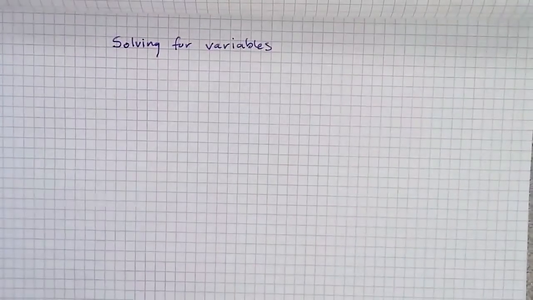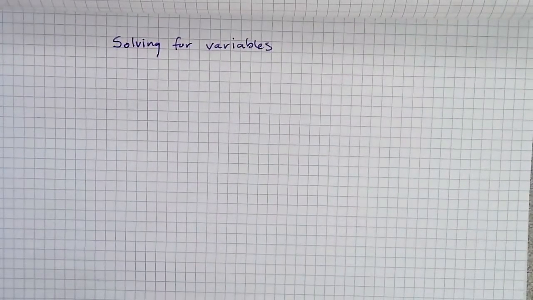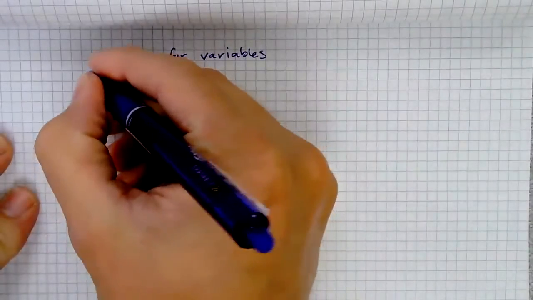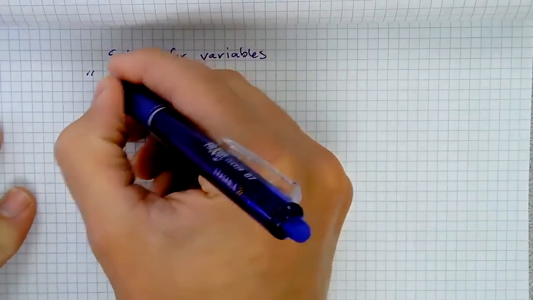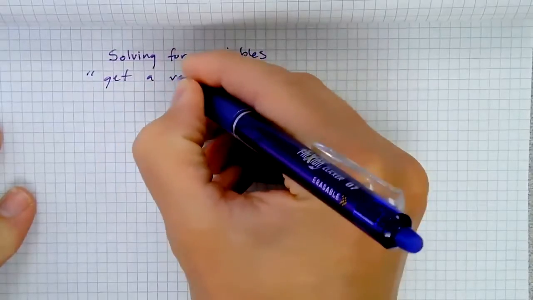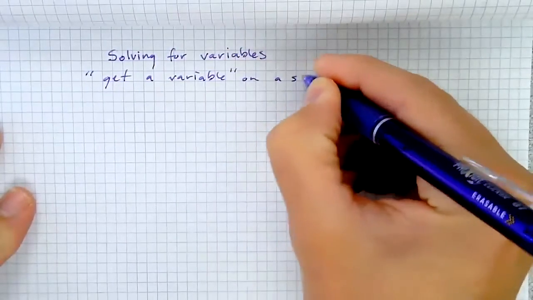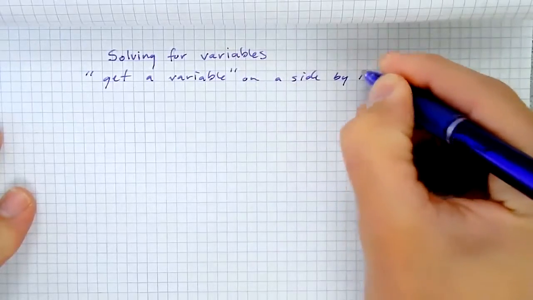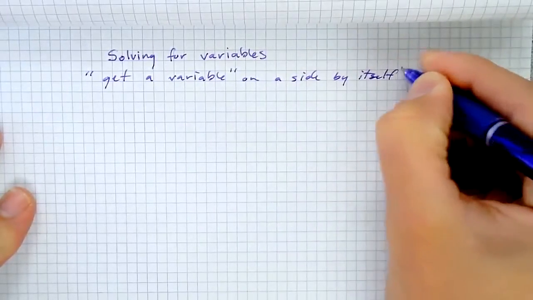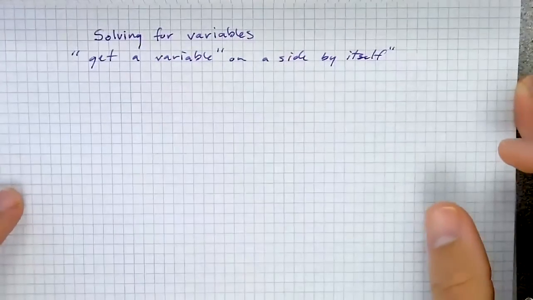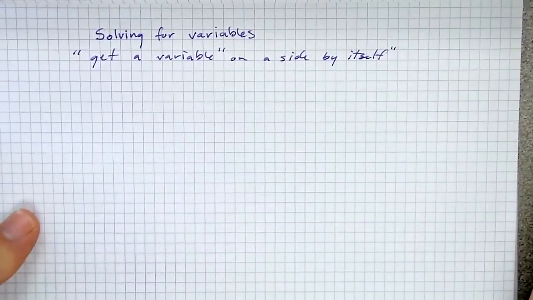So we're doing chapter 6. I know we're skipping around a little bit. First part of chapter 6, though, we're solving for variables. Another way and an easier way to think of this would be getting a variable on a side by itself. You probably hear me say that a lot. This is good practice for what we're going to be doing later in the chapter, so it's important to have a good foundation.